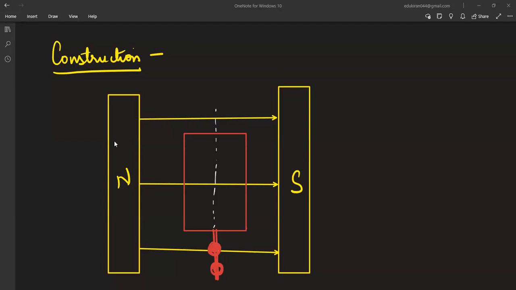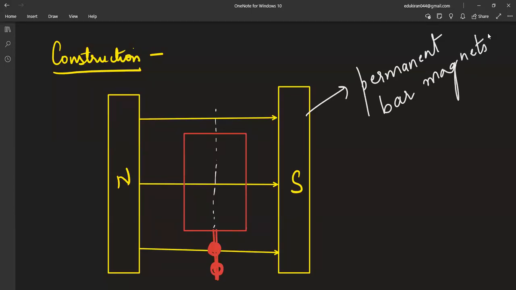You have two magnets, north and south. These are permanent bar magnets. They are kept, and magnetic field lines exist from the north towards the south. Fine. This is the coil. This is a rectangular coil that is kept.